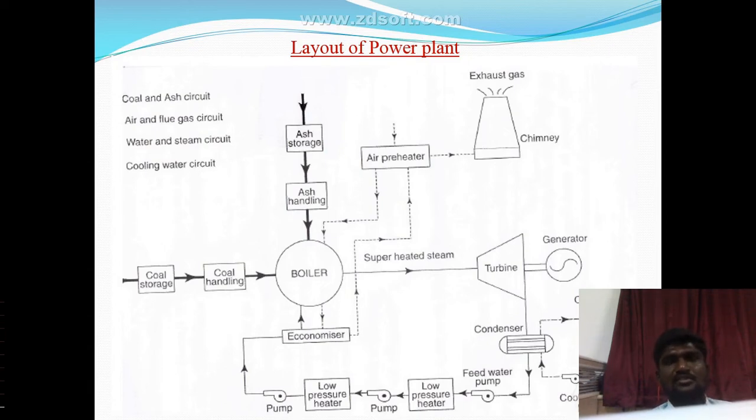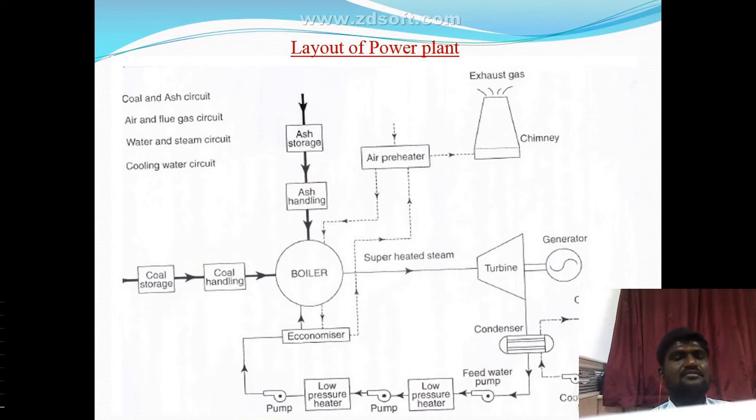Next is the air and flue gas circuit. This circuit consists of air filter, air preheater, dust collector and chimney. Air is taken from the atmosphere and sent into the air preheater. The dust in the air is removed by using a series of air filters. Then the waste heat of the flue gas is passed to the chimney, preheating the air in the preheater, right?